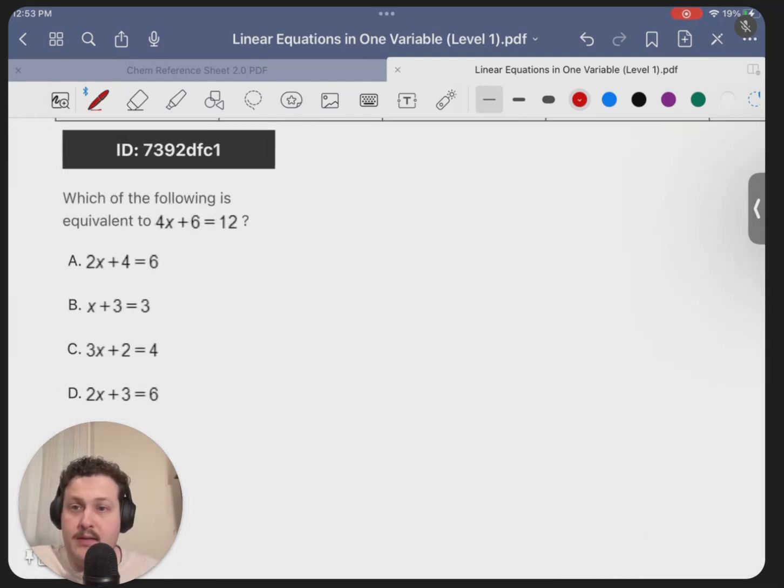What's equivalent? So I'm looking for the easiest thing. I notice that all of these have a similar term of 2. So 2x plus 3 equals 6. Go with D.